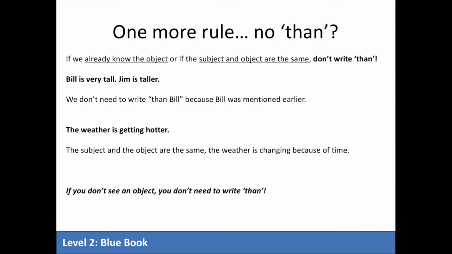So now, finally, the last rule for the comparative adjectives. If we already know the object that we're comparing, or if the subject and object of comparison are the same, we don't need to write than. Here are some examples. Bill is very tall. Jim is taller. Again, in this example, because I know I'm comparing Jim to Bill, I don't need to write than. The weather is getting hotter. In this example, again, we're comparing the weather to weather in the past. So the subject and object of comparison are the same. So we don't need to write than. Always remember, if you don't see an object, you don't need to write than.